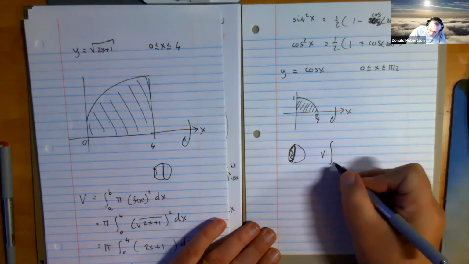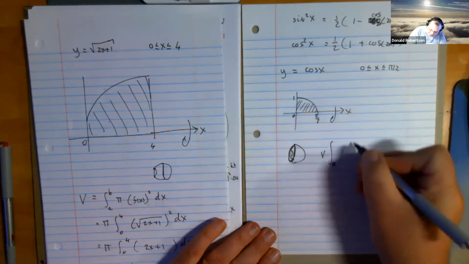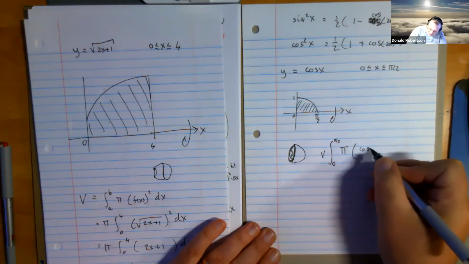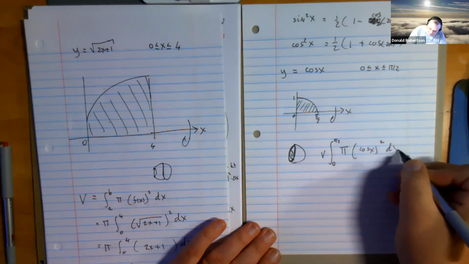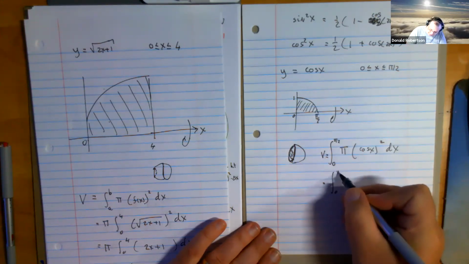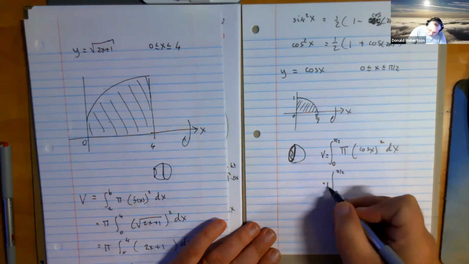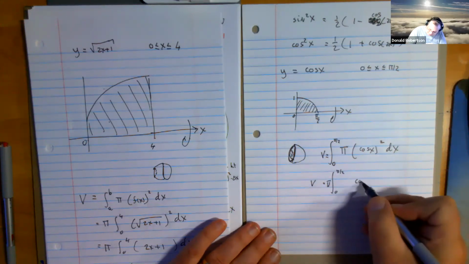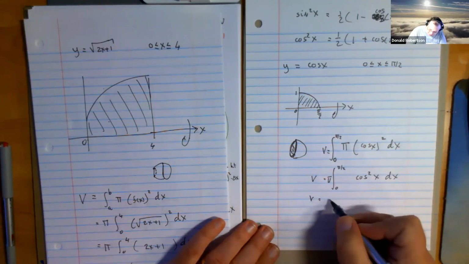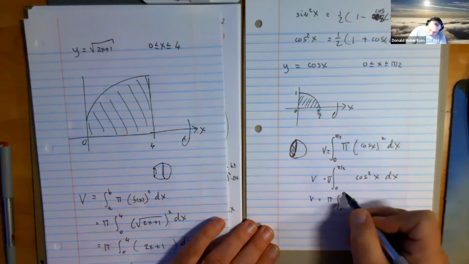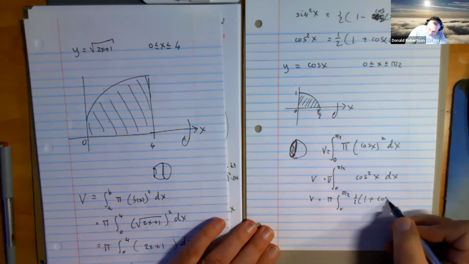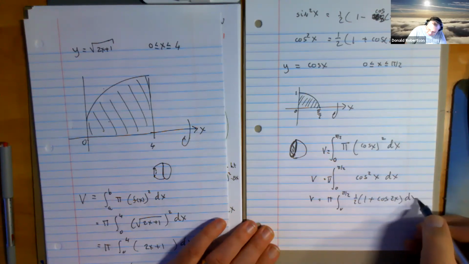Well, the volume is the integral from 0 to pi upon 2 of pi times the function, squared, dx. So it's going to be the integral from 0 to pi upon 2. Pull the pi out, cos squared x, which is the integral from 0 to pi upon 2 of 1/2 (1 plus the cosine of 2x) dx.